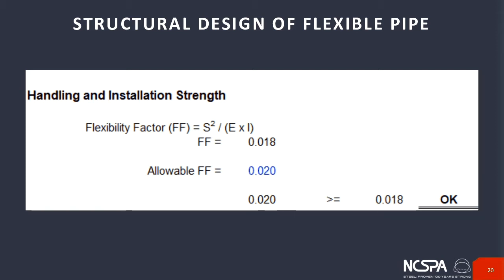The number that's in blue on the screen, this 0.020, is the maximum limit that would be allowed for this particular structure. The flexibility factor is computed by taking the square of the span and dividing it by the stiffness of the corrugation profile, which in this case is just EI. And so numerically, the actual flexibility factor of the 25-foot diameter, 1 gauge 6x2 structure that we're talking about is 0.018. The allowable flexibility factor limit is 0.020. So therefore, this combination checks and it passes the flexibility factor limit.